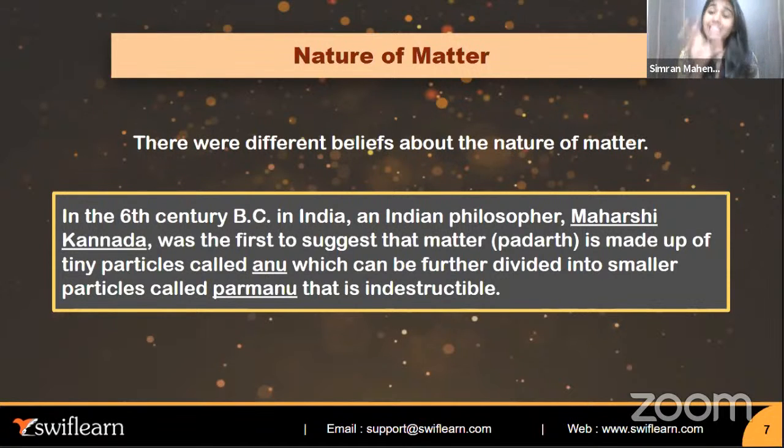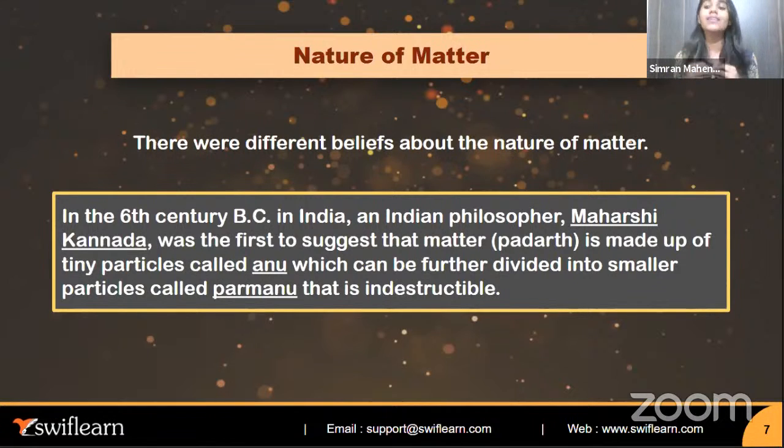These anus could be further divided into smaller particles, which are called parmanu. These parmanu are so small that they cannot be further divided. So we could say that parmanu are indestructible, meaning they cannot be further divided. Another term you can use for this is indivisible, meaning it cannot be divided further.